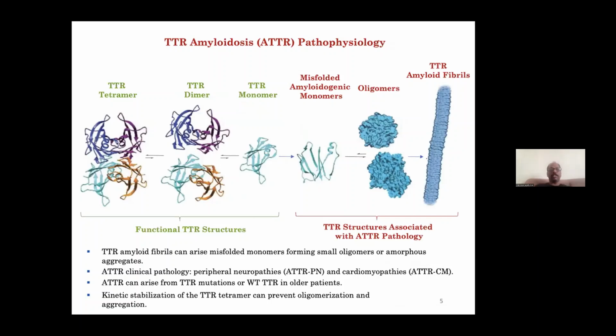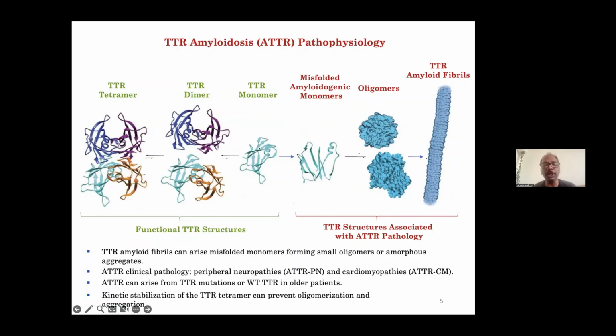Let us look at the structure of the TTR tetramer. TTR is a tetramer. It is a dimer of dimers, and the dimer forms a monomer. All these three processes are in equilibrium: tetramer, dimer, and monomer.